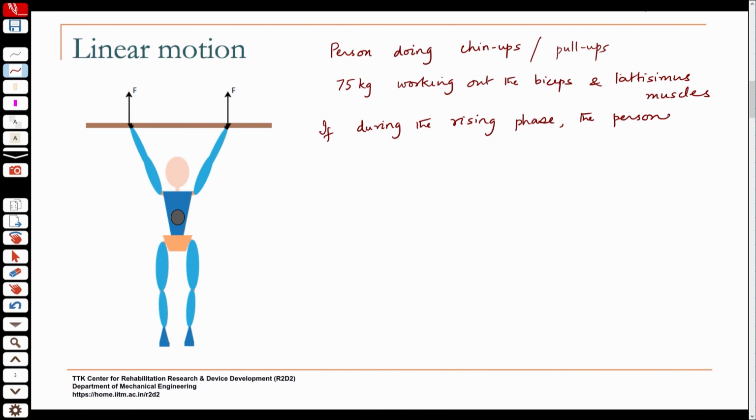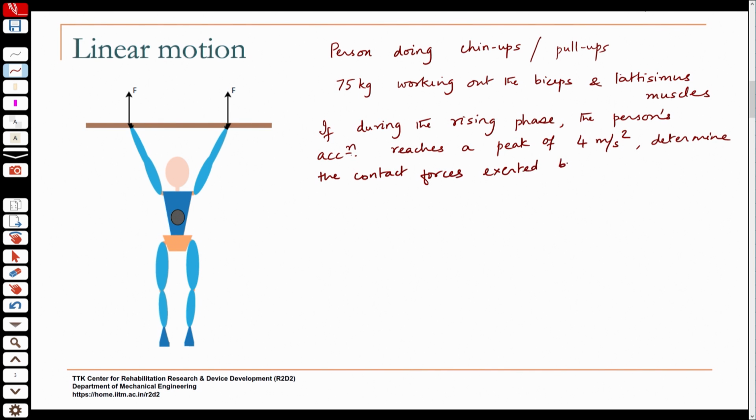the person's acceleration reaches a peak of 4 meter per second square, determine the contact forces exerted by the bar on the athlete, which is nothing but, by Newton's third law, equal and opposite to the forces exerted by the athlete on the bar. Okay.